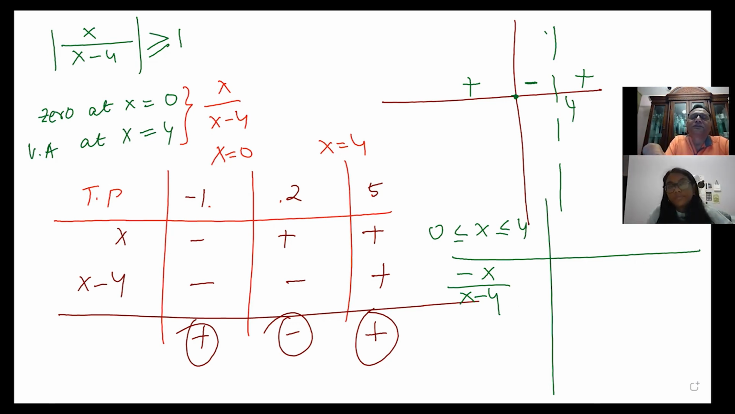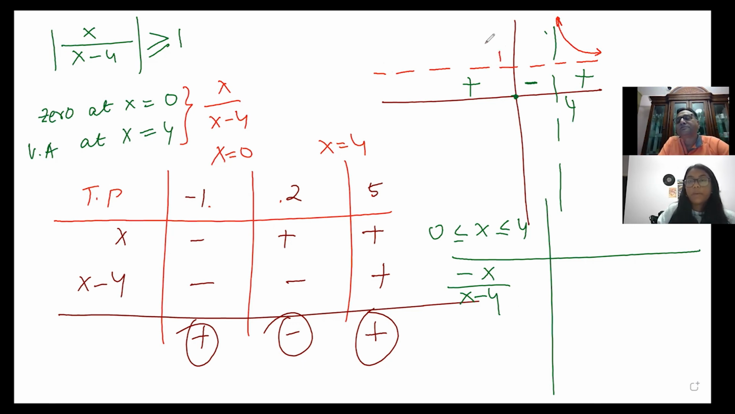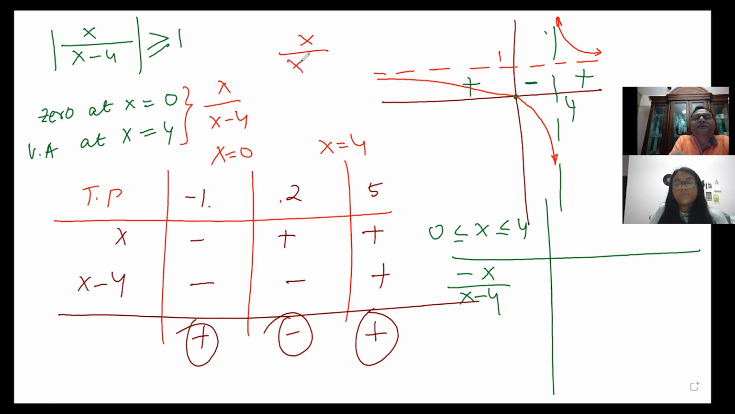So let's try to sketch this function. So x over x minus 4 means we have a horizontal asymptote at 1, correct? Yeah. Okay. Now, we know that it is positive on this side, so it is kind of like this. This is at 1. Is it okay? Yeah. We have seen that it is negative in this portion, so the graph has to be like this. Is it okay? Yes. Clear? Perfect. Now you realize this is the graph of x over x minus 4, correct?